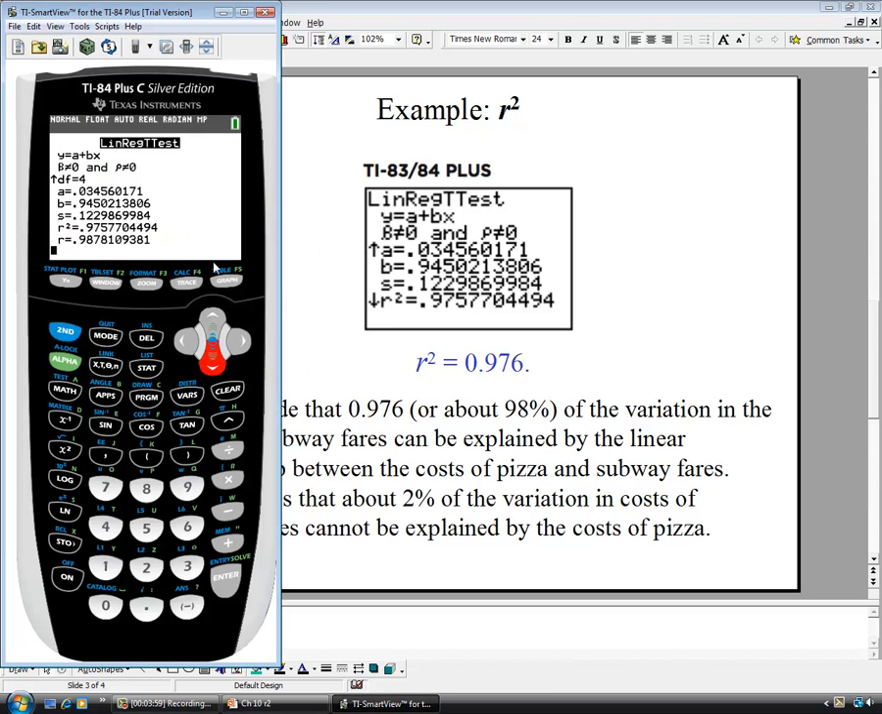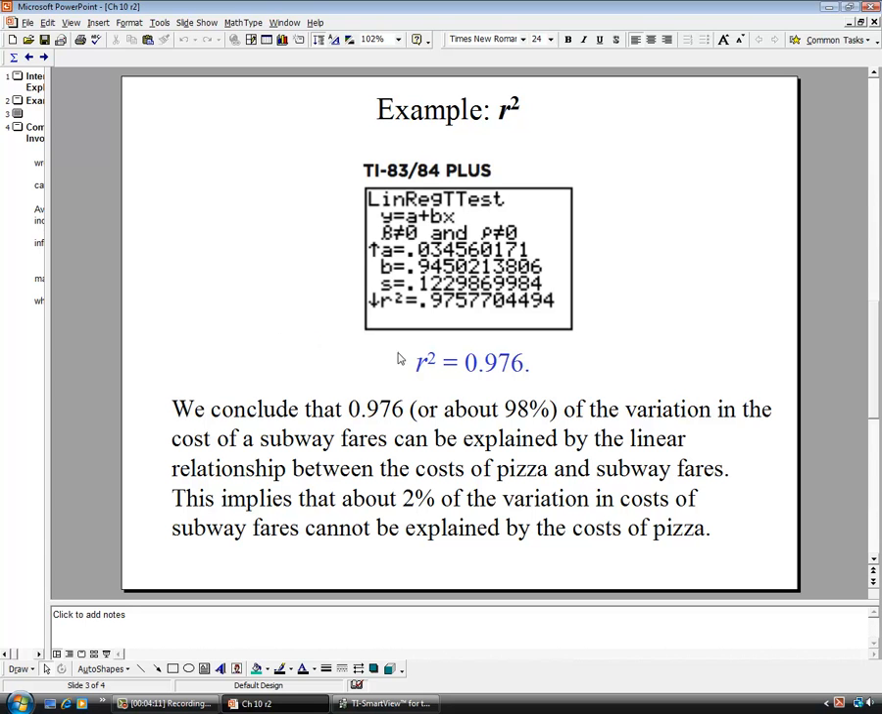Alright, now this one we stopped with the r squared, and the one I have up on the screen, up on my calculator here, it actually goes down to the r. Doesn't matter, you can take a snapshot of it at any time. But this is a very significant r squared value. So almost 98% of the variation in the cost of the fare can be explained by the linear relationship between the pizza and subway fare. So they're correlated pretty closely, it looks like.